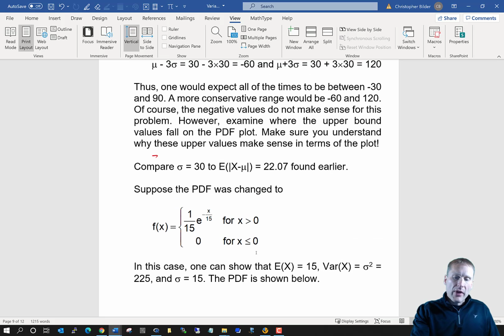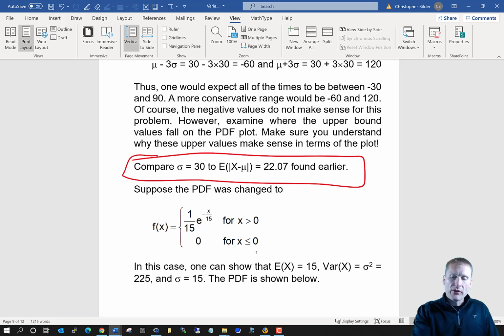Now, we could compare sigma also to what we found earlier for the expected value of the absolute value of x minus mu. And we can see they are somewhat similar. They're not exactly the same. We shouldn't expect them to be. They're just two different measures of variability. Again, though, generally most people focus on the standard deviation.